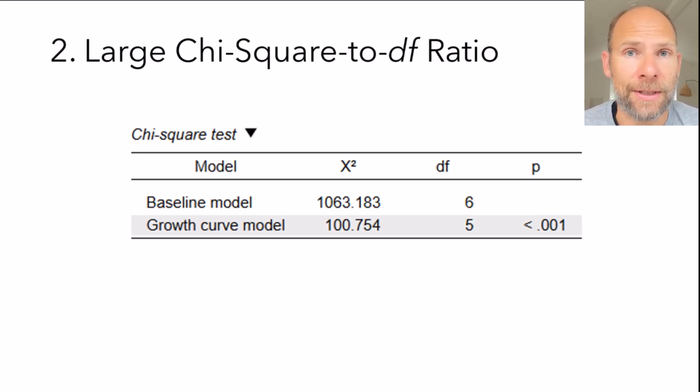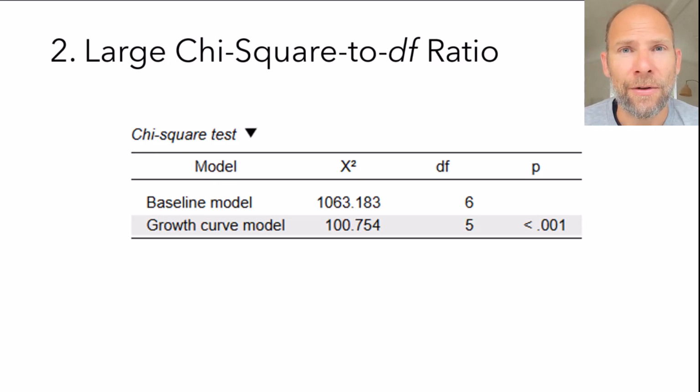Below that is the actual target model that was specified here, which was a growth curve model. And the growth curve model also has a very high chi-square to df ratio, 100 to 5. So 100 is the chi-square, 5 is the degrees of freedom. So that's still a very high ratio, and you can see the p-value is smaller than 0.001, meaning the model is rejected. And so typically when we have a chi-square to df ratio that is greater than 2 or greater than 3, then we start to think that the model may not be very good.